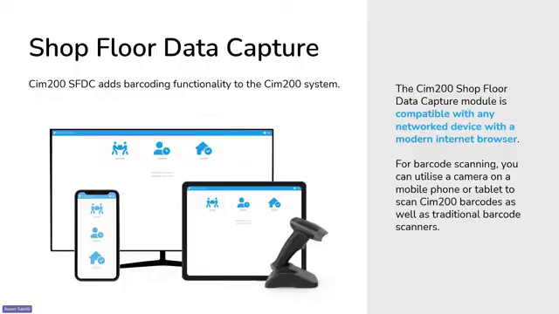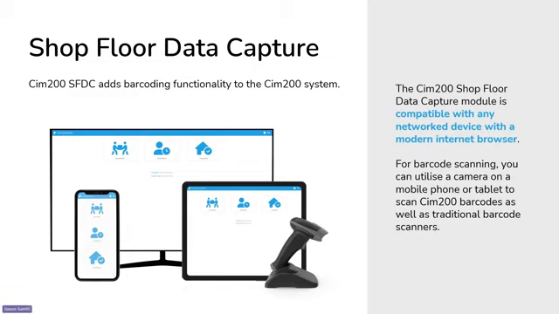So SFDC adds barcoding functionality into the Cim200 system, as mentioned, and it is device agnostic, so you can run it on any networked device that has a modern internet browser. I will be running it on a couple of devices today, which I can show you. You could use desktop computers, laptops, tablets, traditional barcode scanners, mobile phones, pretty much anything to scan, and you can utilize the device cameras as a barcode reader.